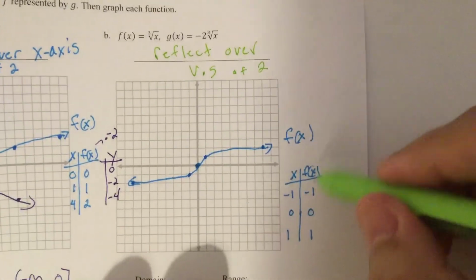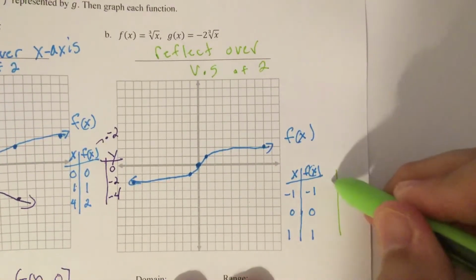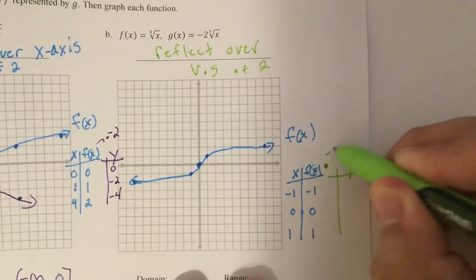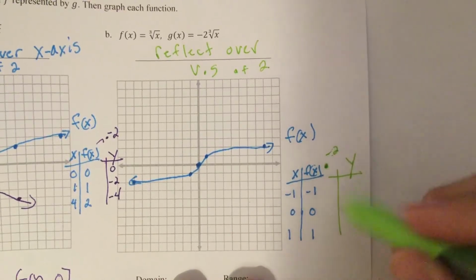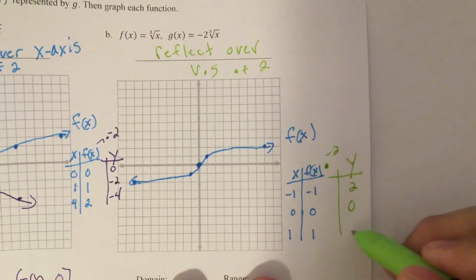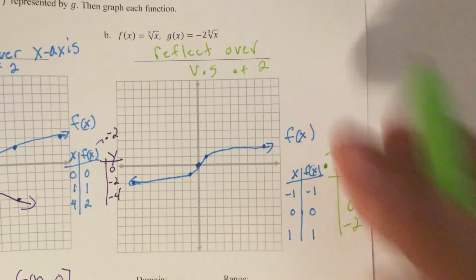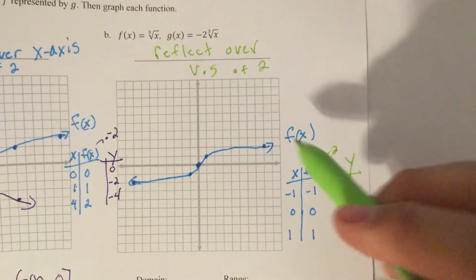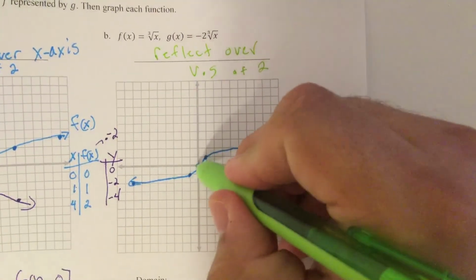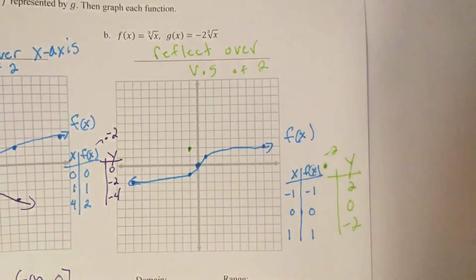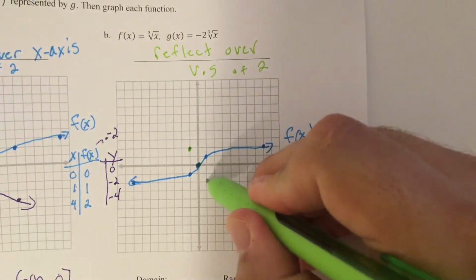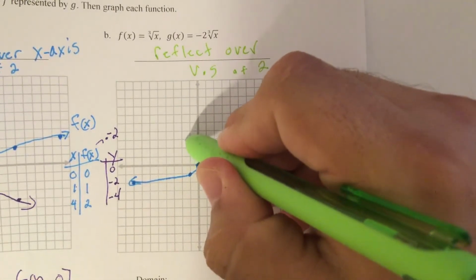Again, just like we did before, we're going to take my y values and get my new y values by multiplying them by -2. So -1 times -2 is positive 2, 0 times -2 is 0, 1 times -2 is -2. And when we plot these points, you'll be able to see the reflection and the stretch. My first point is -1, positive 2. My second point, 0, 0, of course, the origin. And my last point is 1, -2. And here you can see your reflection and your stretch.